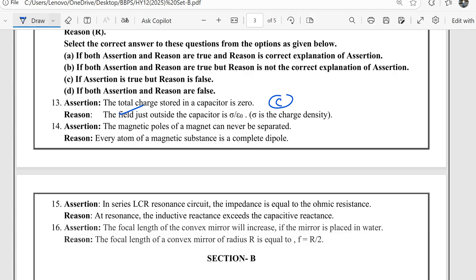Question 14. The magnetic poles of a magnet can never be separated. Yes, this is true. Every atom of a magnetic substance is a complete dipole. That is option A. Both are correct, and the reason is the correct reason for this assertion. 15. In a series LCR resonance circuit, the impedance is equal to the ohmic resistance. True. At resonance inductive reactance, yeah, this is C. This is similar to set A. That is also similar to set A. All have been given the 1 mark, because this is wrong.